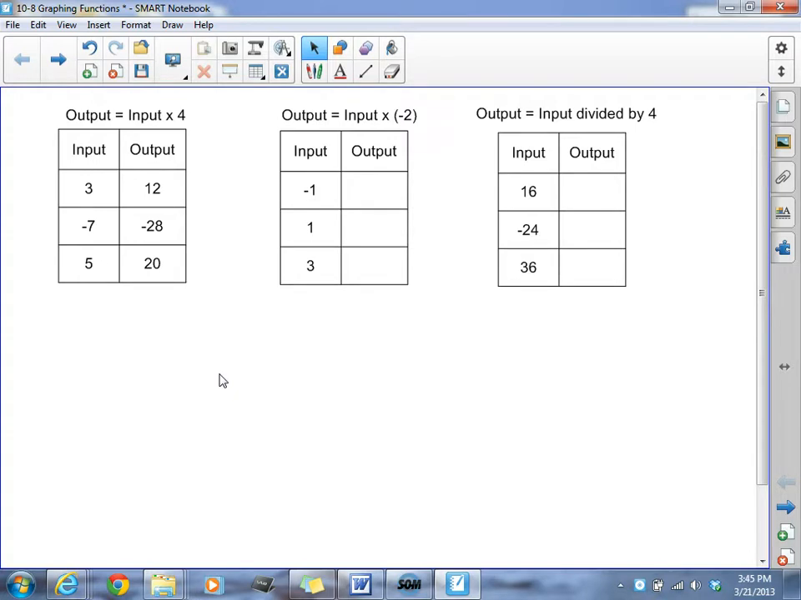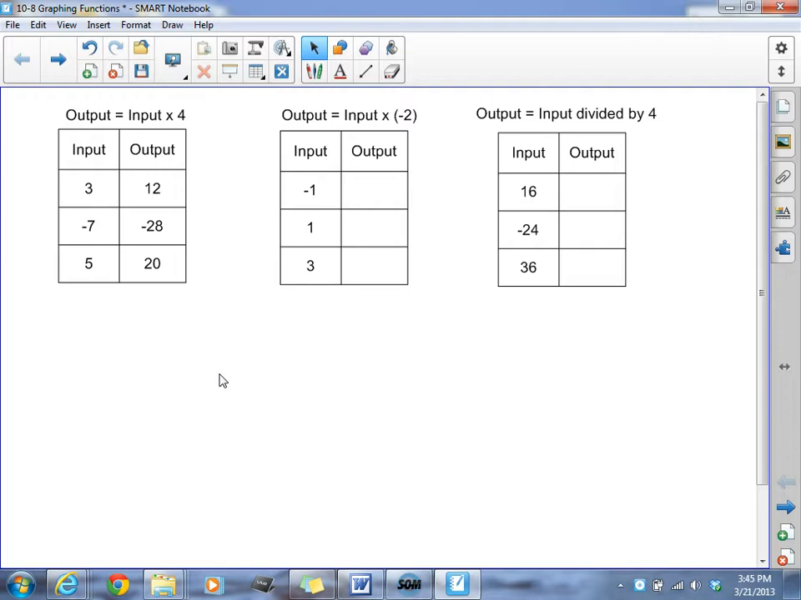I'm going to start off by explaining what we're going to be doing. I'll start with function tables, review on that. Then we'll move to graphing and work on combining those two. So that's how the lesson is going to progress today.